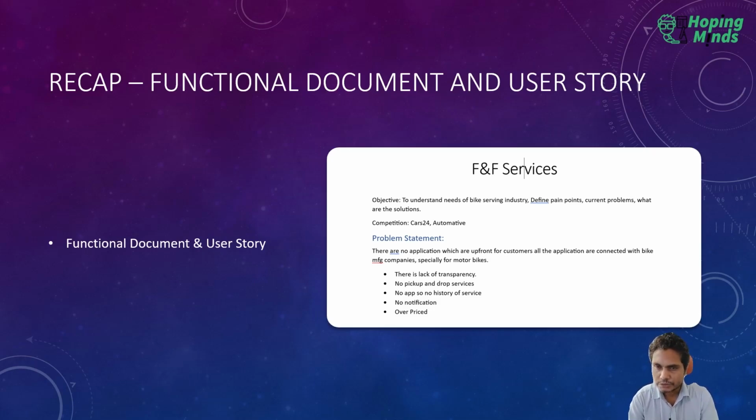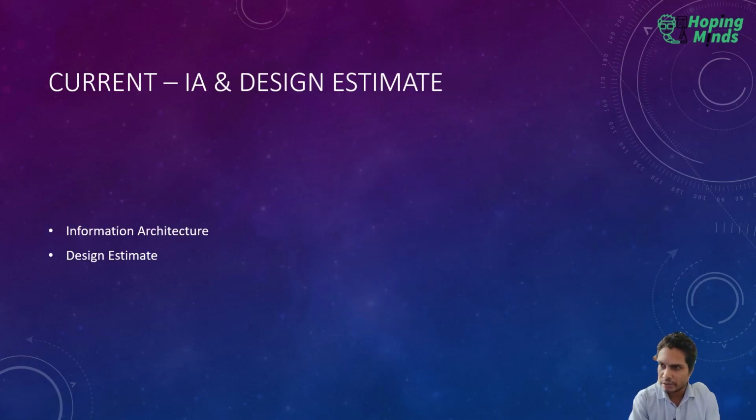Okay, so now that we have covered what we are going to learn in the current session, we are going to learn a little bit of information architecture and design estimate. Information architecture is more like user journey and user flows, but it is more of the navigation of a user in terms of a tree structure, showing which pages it will flow to.